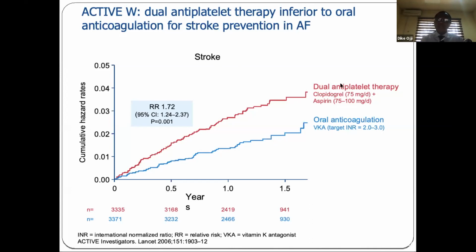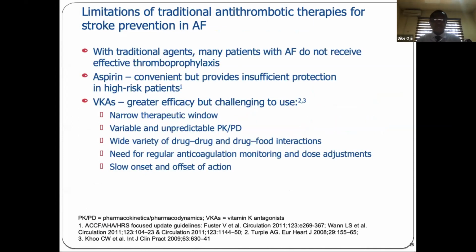And they also have a higher tendency for bleeding, because at this time you are using two antiplatelet agents, clopidogrel and aspirin. So when they compared both, they found out that oral anticoagulants were far better and even had less bleeding compared to dual antiplatelets. So in modern day management of atrial fibrillation, especially with focus to prevent cerebrovascular accident, there is hardly any place for dual antiplatelet agents. So is there a place for the traditional anticoagulants, especially warfarin?